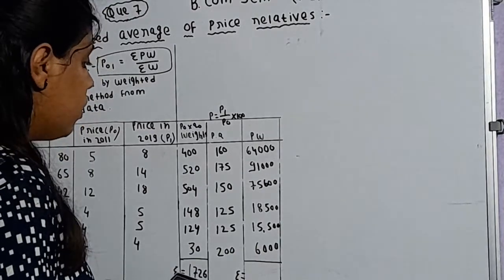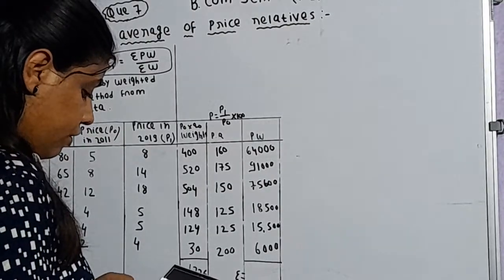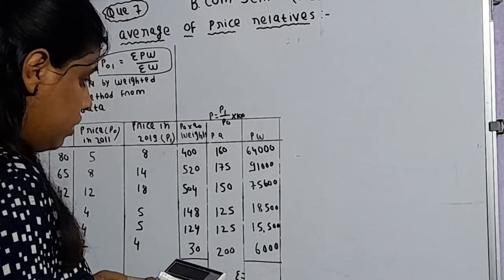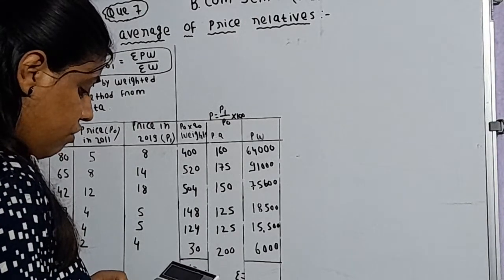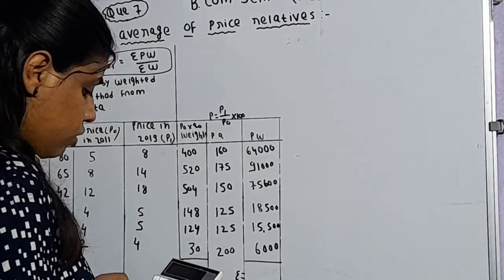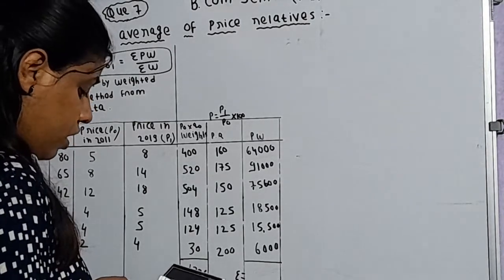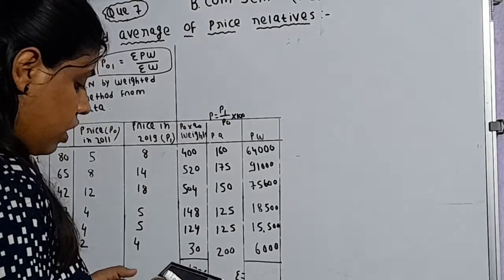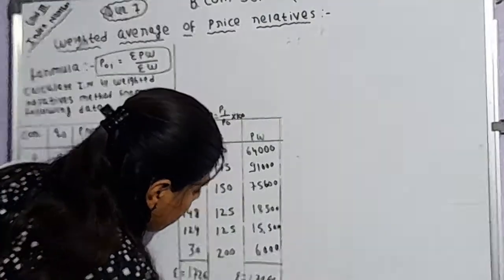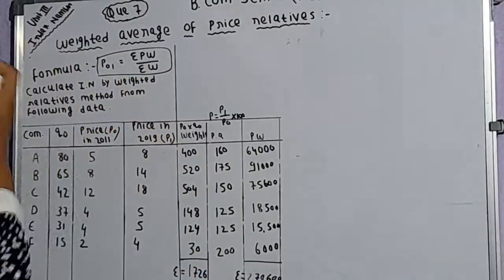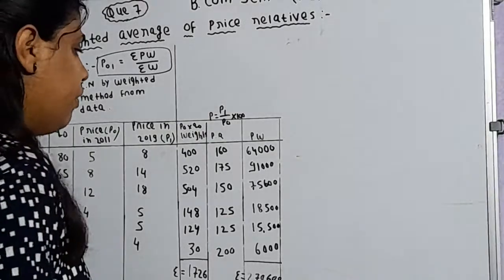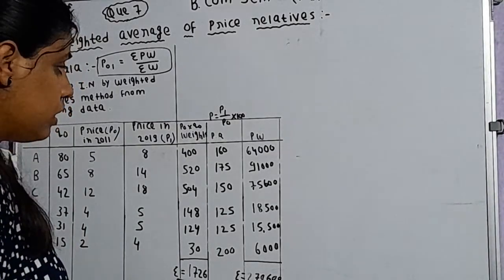91,000 plus 75,600 plus 18,500 plus 15,500 plus 6,000. It comes to 2,70,600. Let's recheck whether we have calculated it rightly or not.